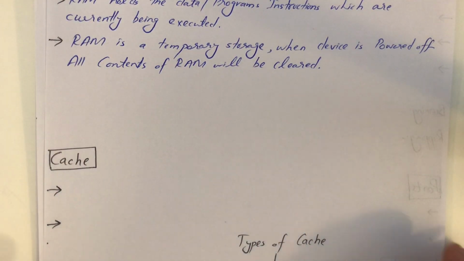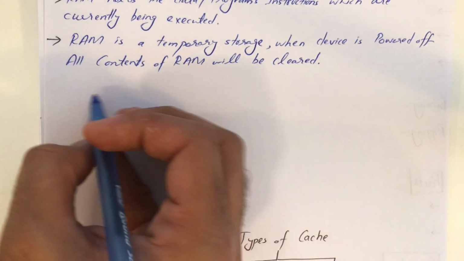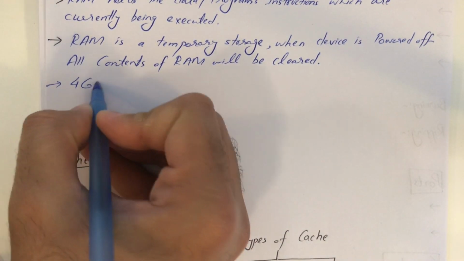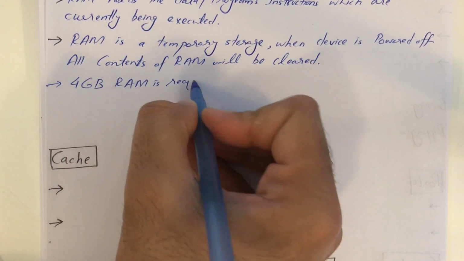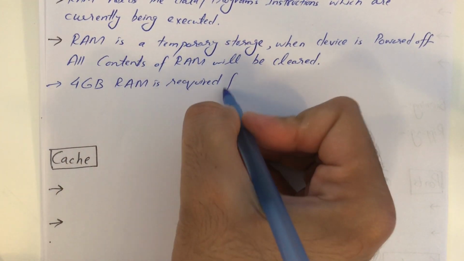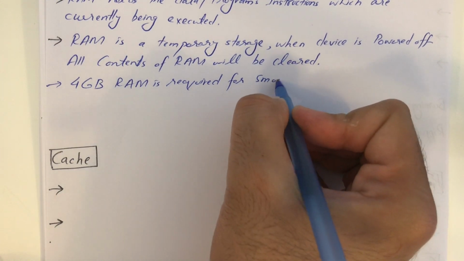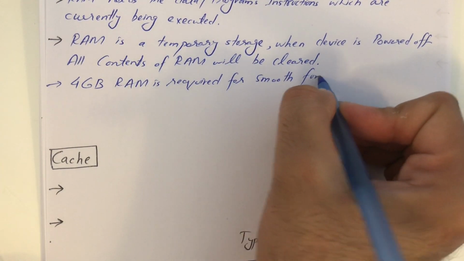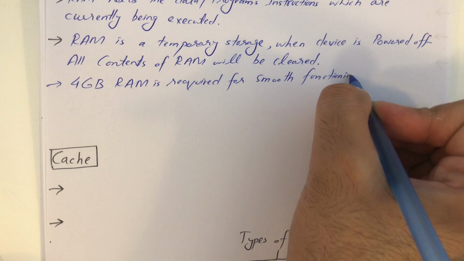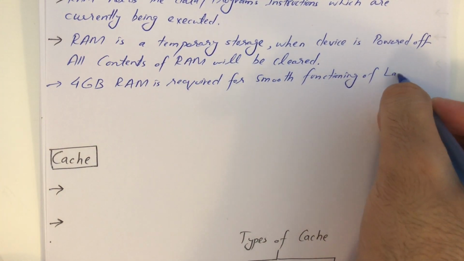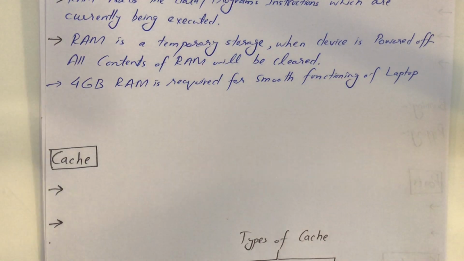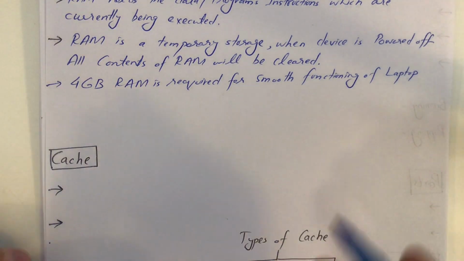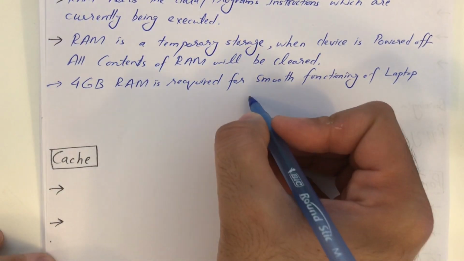This is just a hierarchy of the memory because typically a computer should have 4 GB RAM. So 4 GB RAM is required for smooth functioning of a laptop, or personal computer. If you want to run modern software or applications, you need to have at least 4 GB of RAM. So this is basically, I'll start with 1 KB.